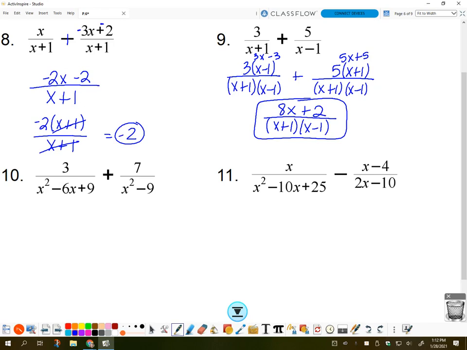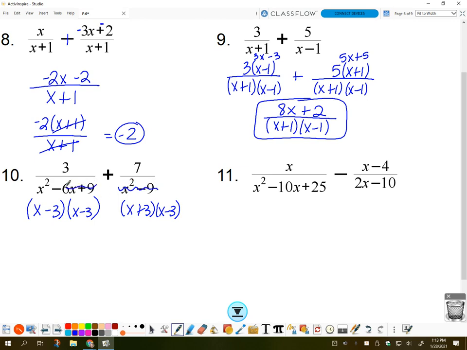Number 10. You need to factor your denominators before you can come up with a common denominator. That's not a plus sign. It should be a minus sign. So for this trinomial, we're going to get 2 binomials. And I believe x minus 3 works. Yes, because that's positive 9. And then negative 3 is negative 6. All right, and then for this, we're going to do x plus 3, x minus 3.